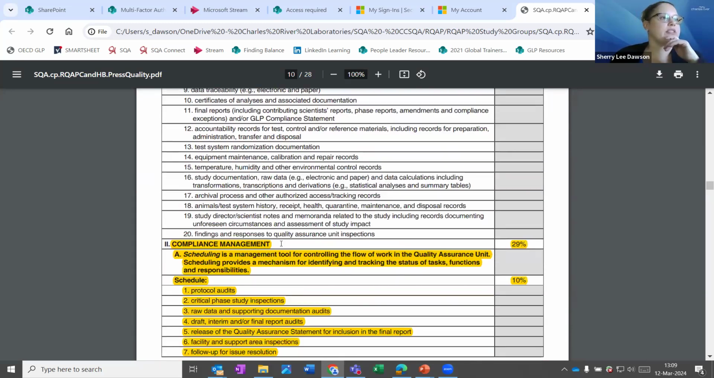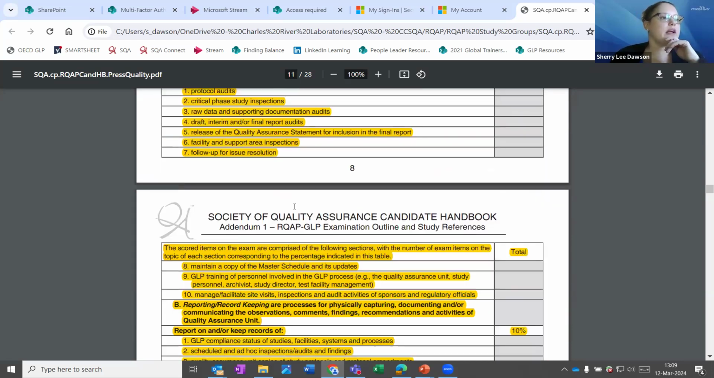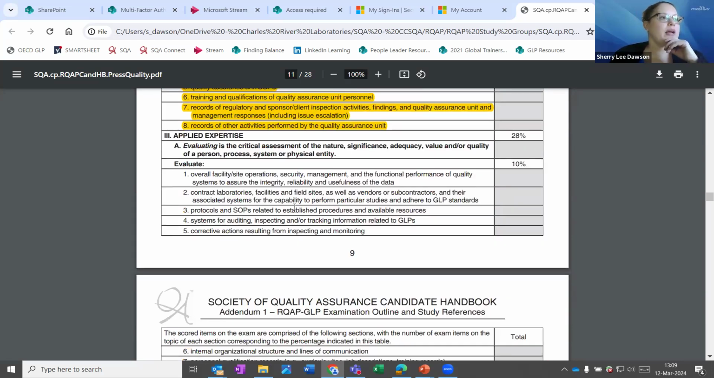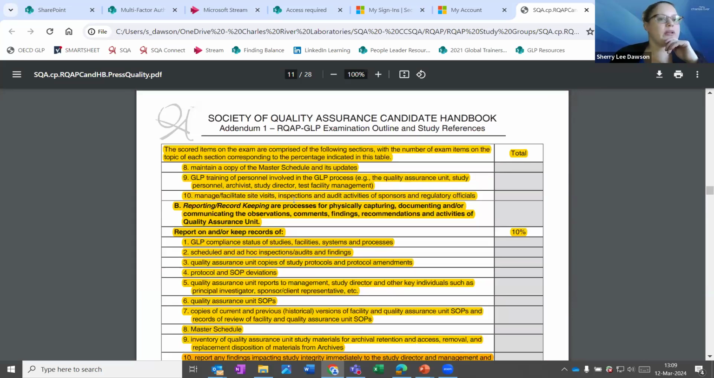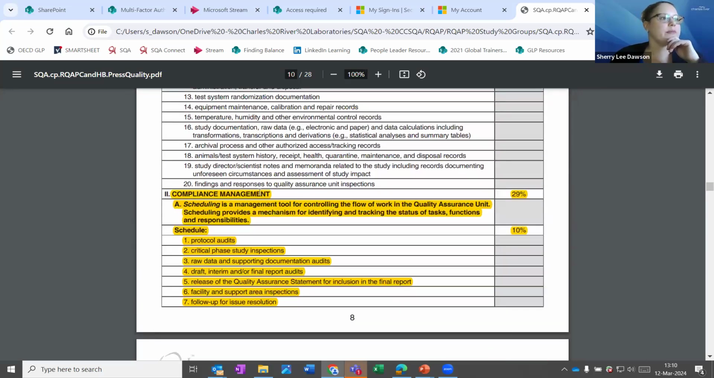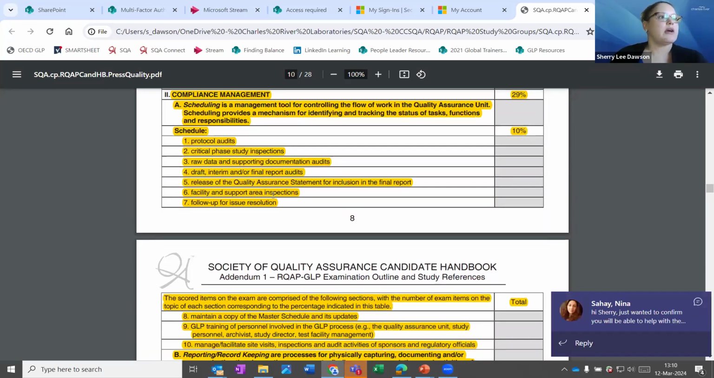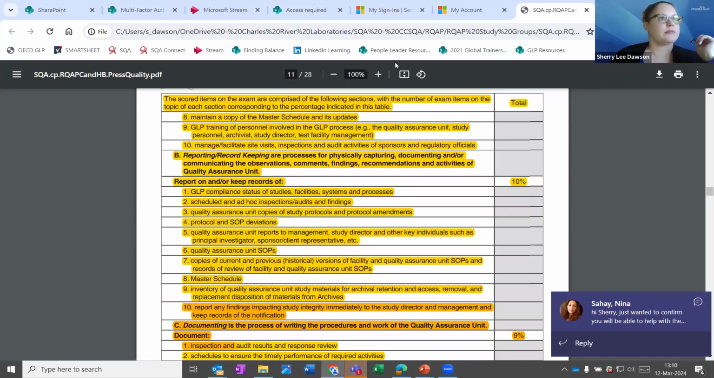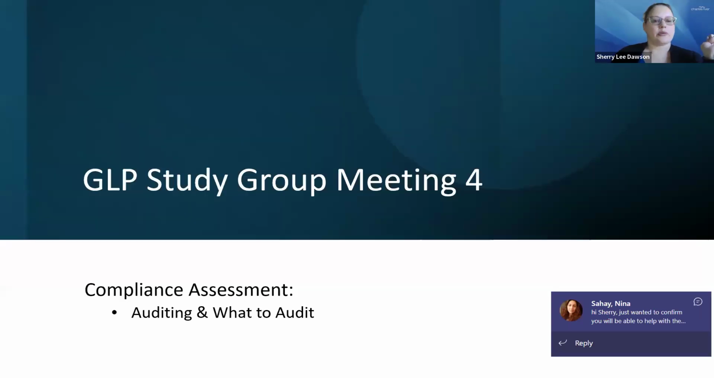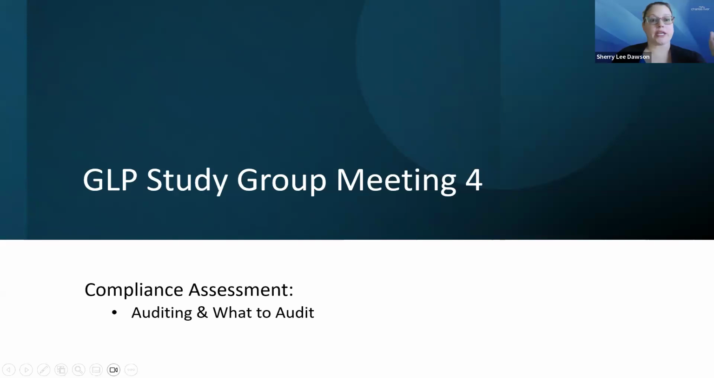And so we have the different sections. We're in compliance assessment right now, auditing, and what to audit. So there's scheduling, you can see, reporting, etc. So that's where the topics come from. All right, so everything that's covered in auditing and what to audit.